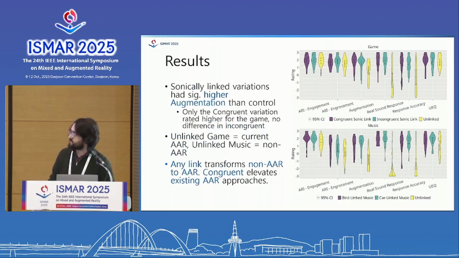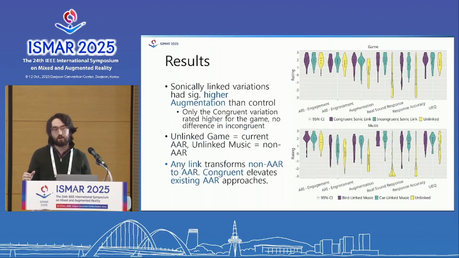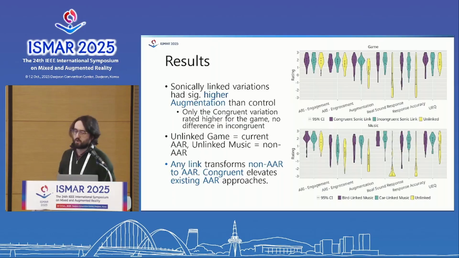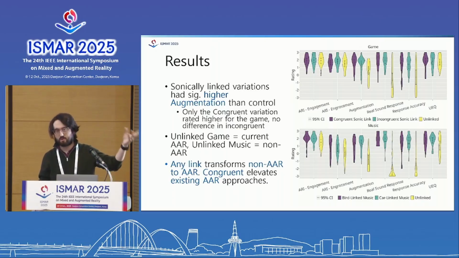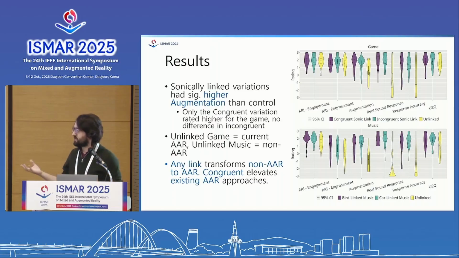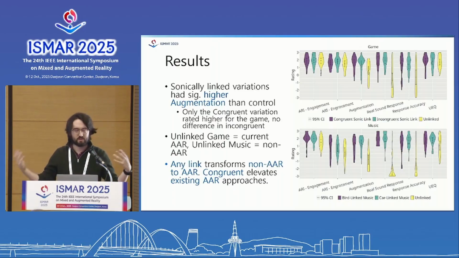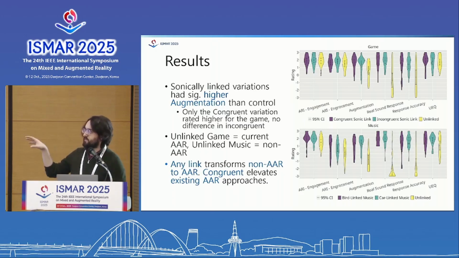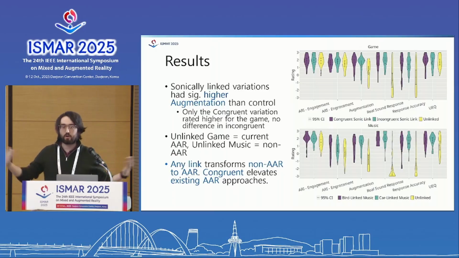But what we did find is that our sonically linked variations had higher augmentation ratings than our control. And interestingly, in the game scenario, this is only true of the congruent sonic link. The incongruent sonic link was no different from the unlinked variation, which is interesting because the unlinked game scenario, where you get the cats spatialized at random points, is effectively the current state of audio AR. You get spatial audio, it's not connected to the environment in any way. Whereas our unlinked music application, where both sonically linked variations were more augmented, is kind of representative of your standard music listening Spotify non-AAR experience.